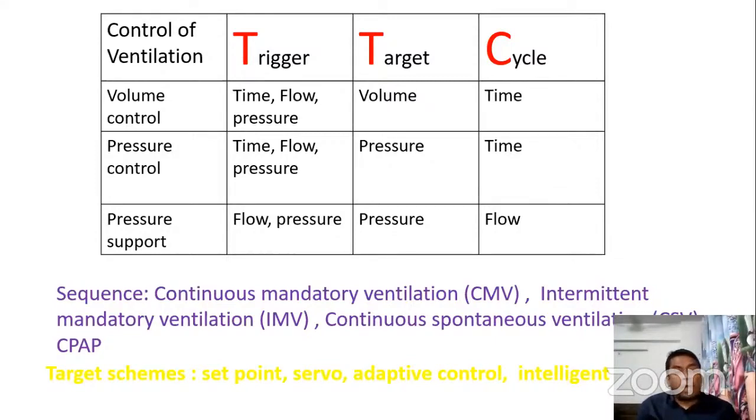We can also classify the modes of ventilation as per sequence. It can be continuous mandatory ventilation, intermittent mandatory ventilation, or continuous spontaneous ventilation or CPAP. Target schemes are feedback loops. They may be set point, servo, adaptive control, or intelligent. They are quite complex and not in the scope of today's class, so I won't discuss them further.